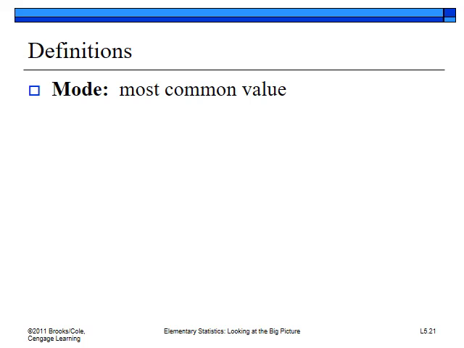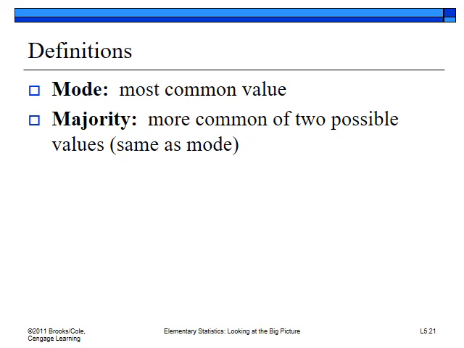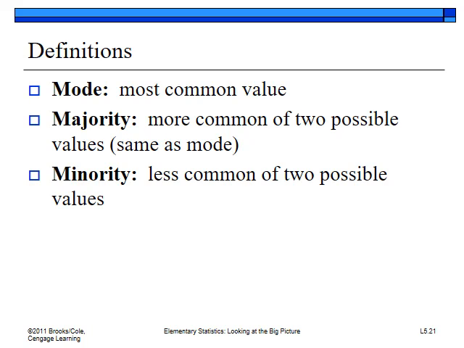Let's look at a few more definitions. The mode is the most common value that's seen in a set of data. We can talk about the mode for both a categorical variable and a quantitative variable. A majority is the more common of 2 possible values. In that case, it's the same as the mode. The minority would be the less common of 2 possible values.